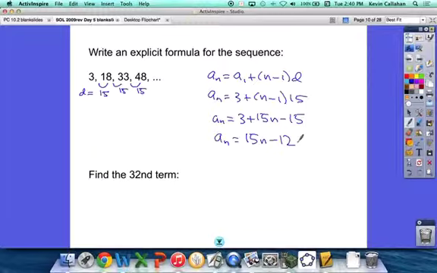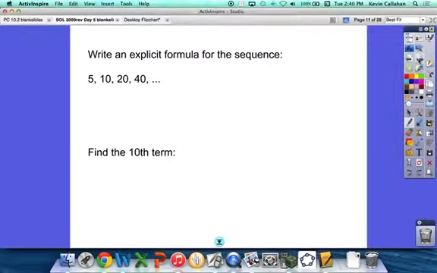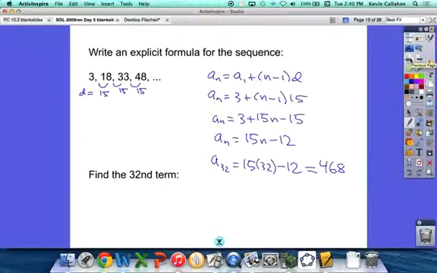Okay, find the 32nd term. How would you use that formula to find the 32nd term? Plug in n equals 32. So A32 equals 15 times 32 minus 12, which is what? John? 468? Okay. Are we good with that? Matt? You good? Sure?